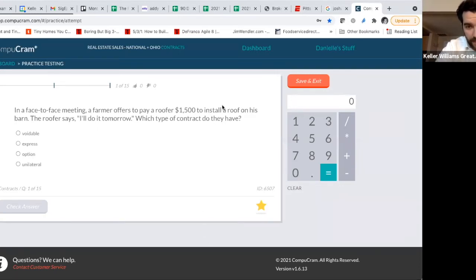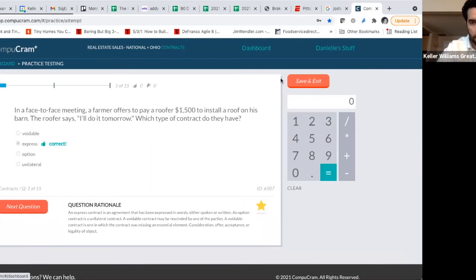All right, seeing a lot of B's and D's in the chat box. So we will go with B for express, and that is correct. An express contract is an agreement that has been expressed in words, either spoken or written. So this is the most simple form. You said you would do something and now you're obligated to do it. That's our verbal contract, or it could be in writing and still be considered an express contract.